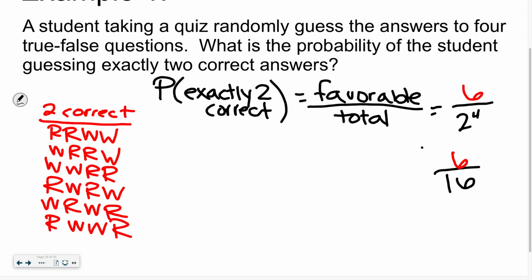And I would stop and think about the reasonableness of my answer. 6 over 16 is less than 1, but more than 0, so that makes sense. I feel good. So you might do this where you list out what things are in your sample space that actually fulfill the probability you're trying to find.